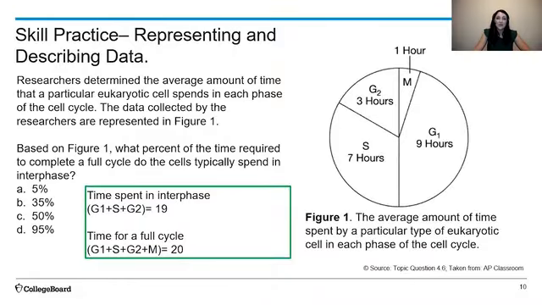Then we need to know the time for the full cell cycle, which is all of those phases in the image. So if we add those up, they equal 20. So to find the percentage, we would do the time spent in interphase divided by the time for a full cycle. We would multiply by 100, and we get that it would be 95%. So if you chose answer choice D, you would be correct.